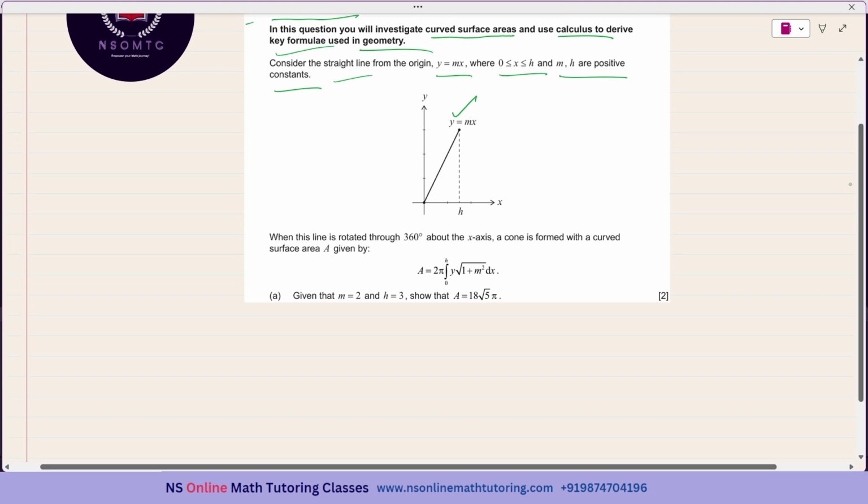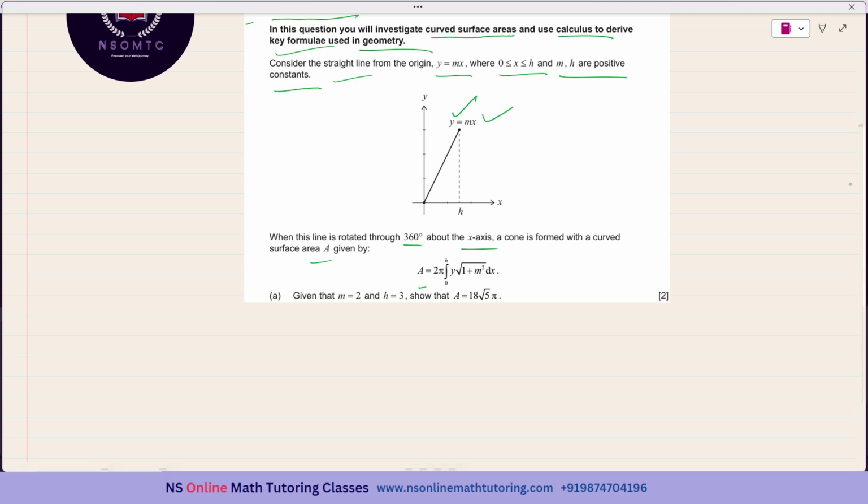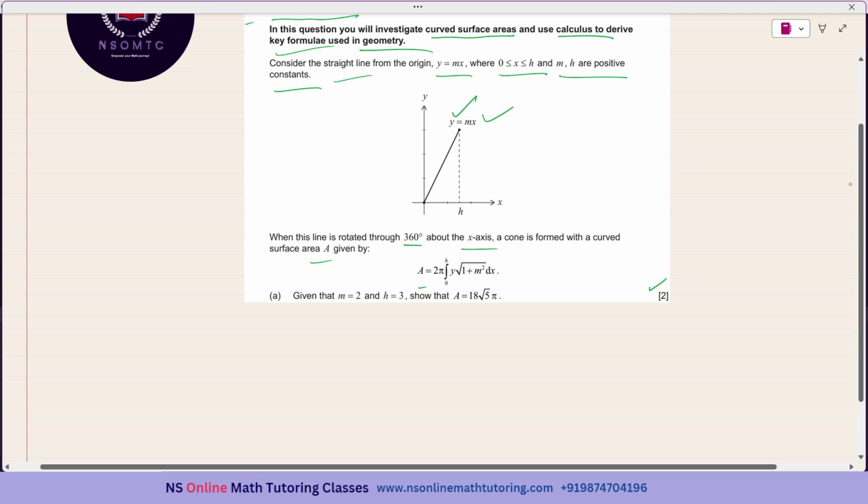When this line, y equals mx, is rotated through 360 degrees about the x-axis, a cone is formed with a curved surface area E given by E equals 2 pi times the integral of y times the square root of 1 plus m squared with respect to x, and the limits of integration are 0 and h. Subpart A: given that m equals 2 and h equals 3, show that E equals 18 root 5 pi. It contains 2 marks.